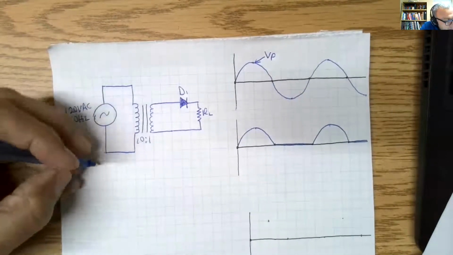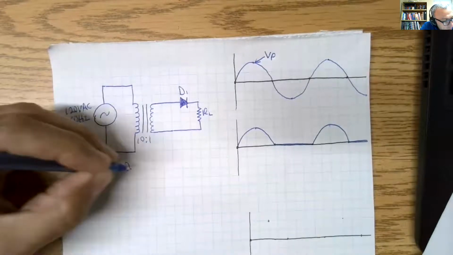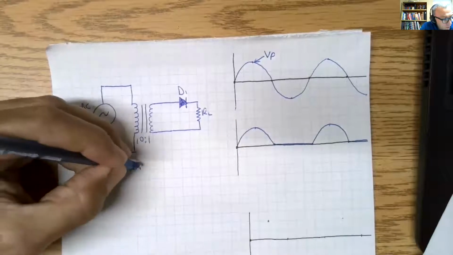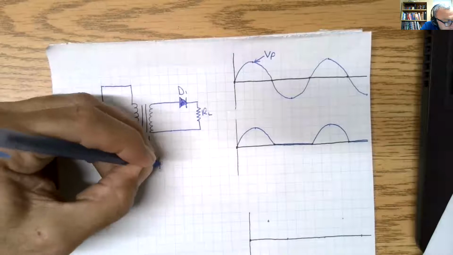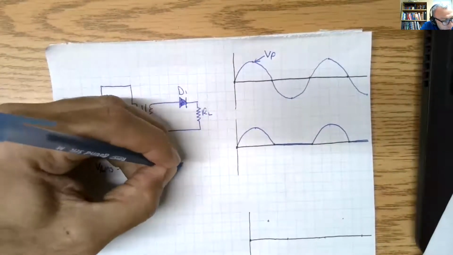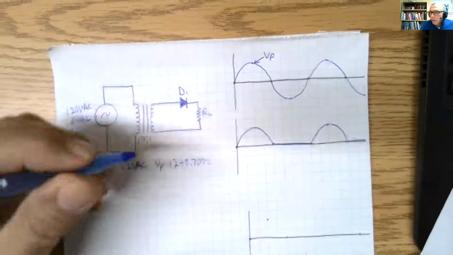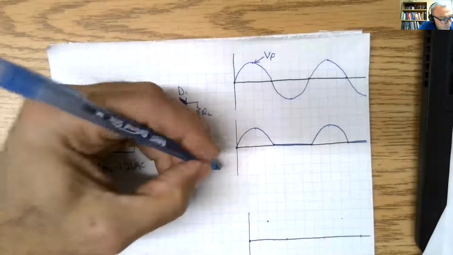So we're going to say that V RMS on the secondary is 12 volts AC. We know that because it's 10-to-1. So V peak is going to be 12 volts divided by 0.707, which is 16.973 volts.